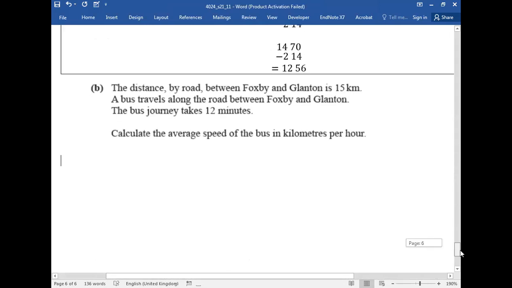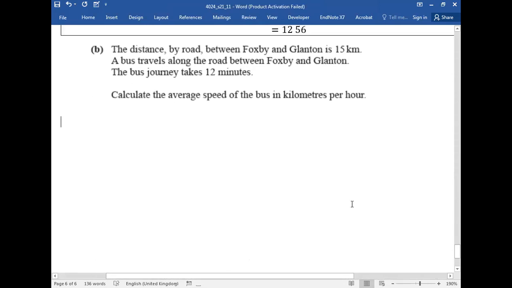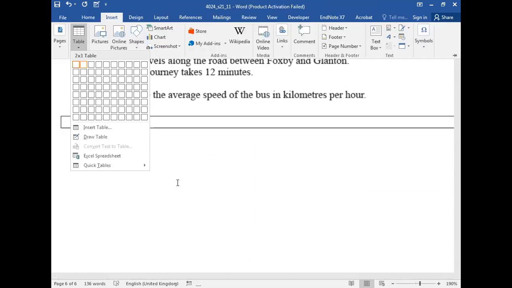part B. Says the distance by road between Foxby and Glanton is 15 kilometers. A bus travels along the road between Foxby and Glanton. The bus journey takes 12 minutes. The distance is provided, which is 15 kilometers, and the time is given as 12 minutes. What are we supposed to do?